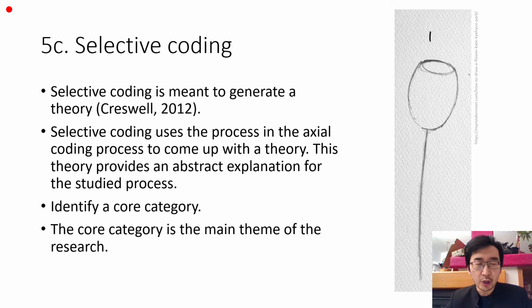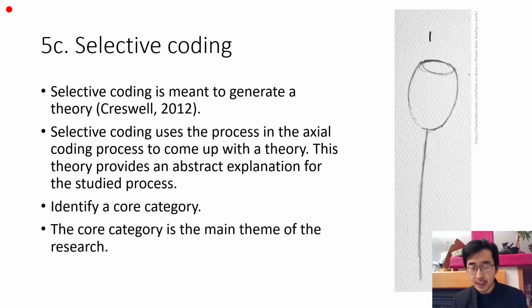This last step of the coding process is something called selective coding. Selective coding is where you actually generate the theory itself. So you take the process you've already developed in the axial coding, and you basically come up with a theory. This theory will become an abstract explanation or understanding of the process about the topic that's grounded in the data itself. And this theory can be developed as a visual diagram, as in the previous slide, or as a written narrative.